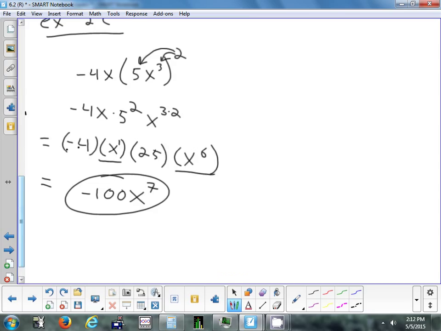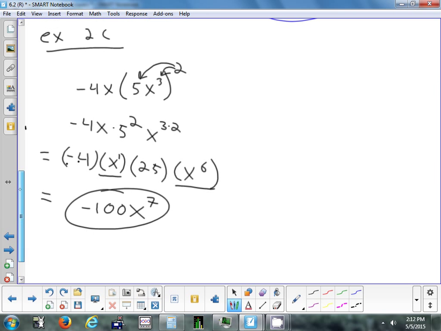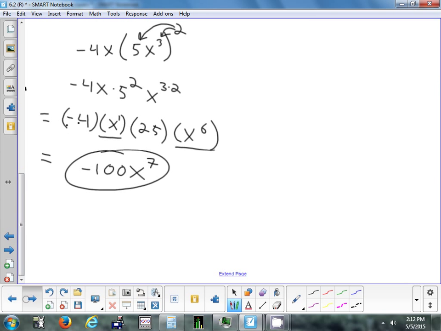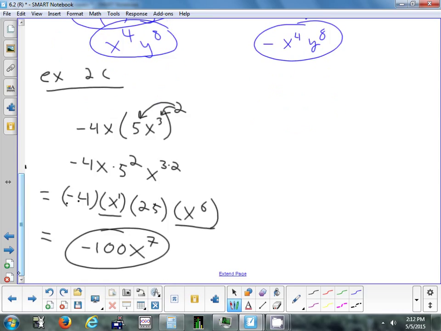Okay, so notice this negative was in front. It basically stayed for the whole problem. If that negative was inside, it would have disappeared. Okay, think of that rule Mr. Roy just showed you. Negative on the inside to an even power, the negative disappears. Okay, any question on that one?